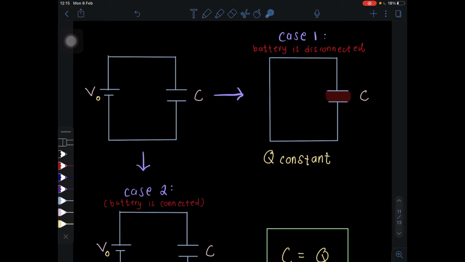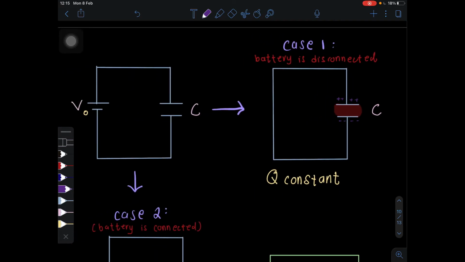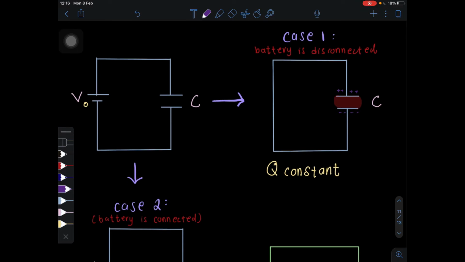So maksudnya dekat sini, this charge, dia akan stuck dekat sini. So let's say we have positive charge here, negative charge here. Dia akan stuck dekat plate dekat sini. Dia tidak akan dapat travel balik. Dia tidak akan dapat discharge because we don't have resistor and then we don't have the battery. So meaning that, Q akan constant, charge akan constant.